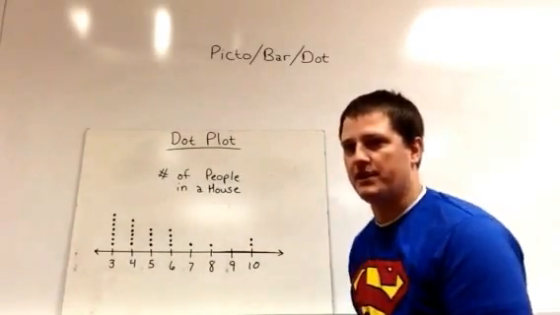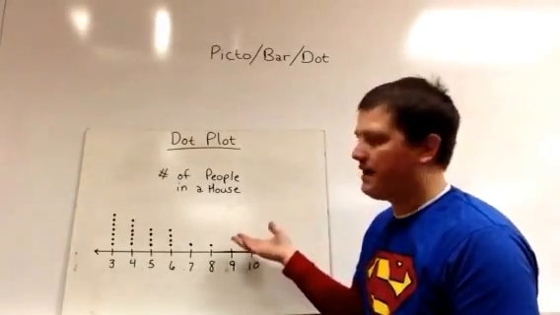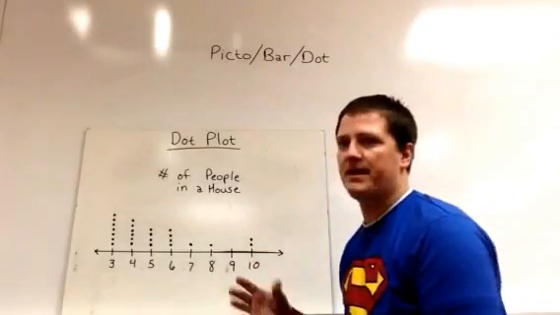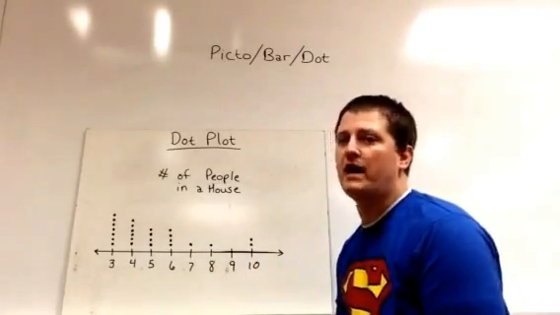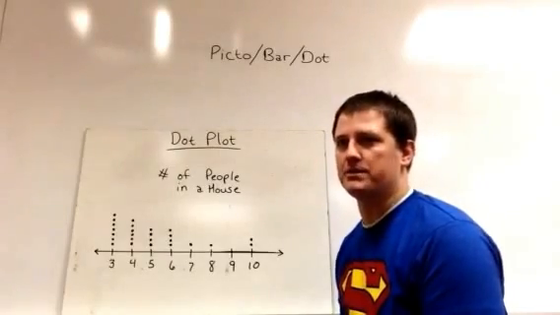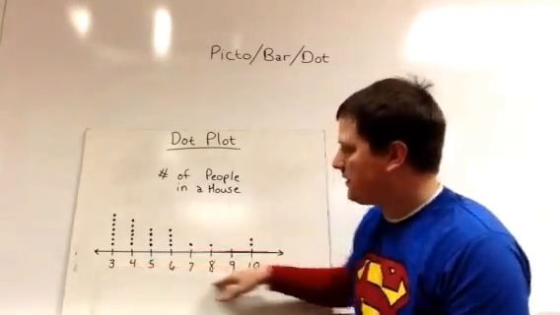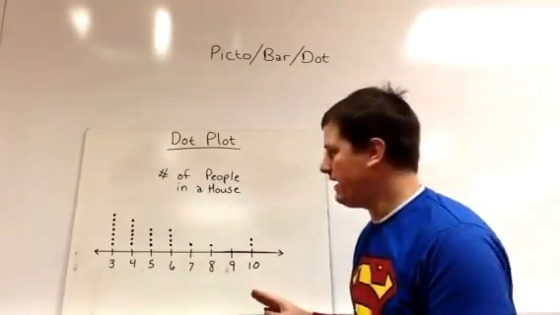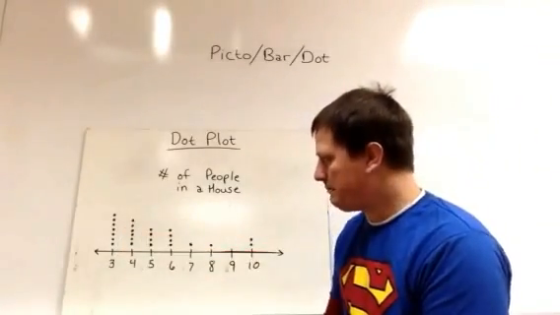Last representation that I have here is a dot plot. A dot plot is basically a pictograph just using dots instead. So it's a little bit quicker. Each dot will typically represent one data point. So here we have a number line set up for the number of people in each household, and then each dot represents 1.